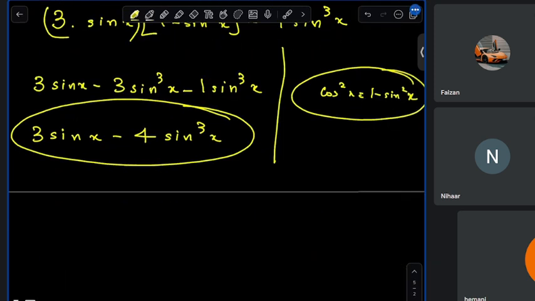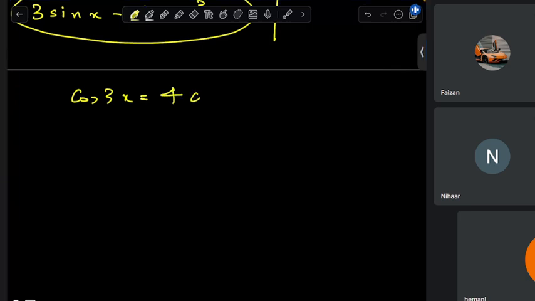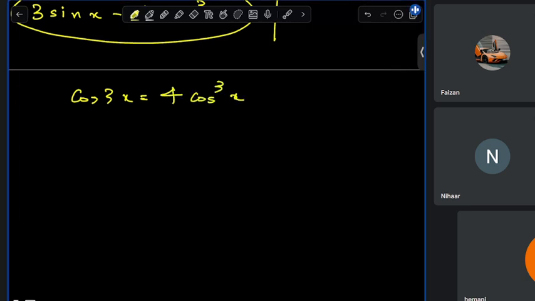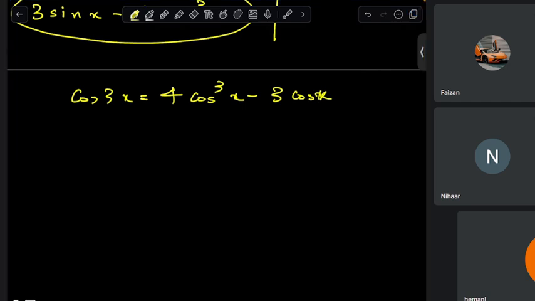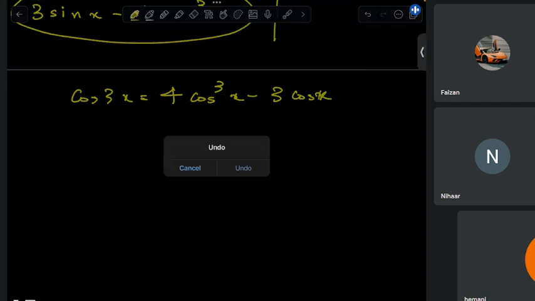Should I derive that right now? Okay, wait one second. I hope you remember the formulas for cos cube x. I studied cos square x yesterday. 4 cos cube x minus 3 cos x. This is the answer, correct? Sir, is this important? Yes, they ask the derivation.